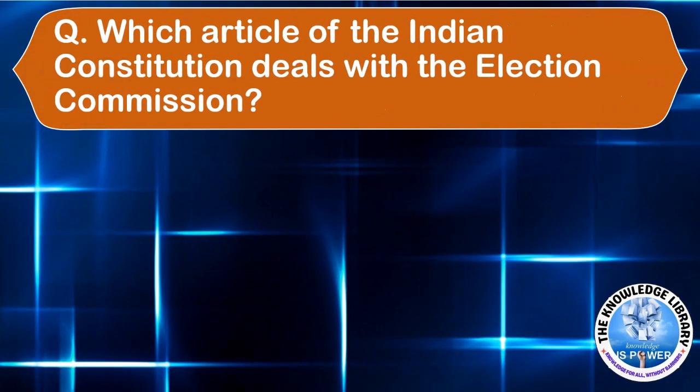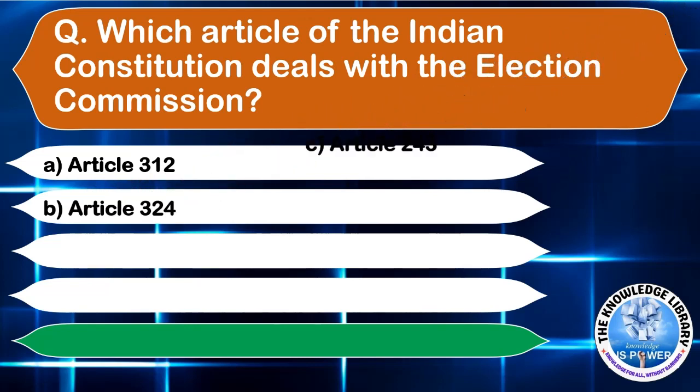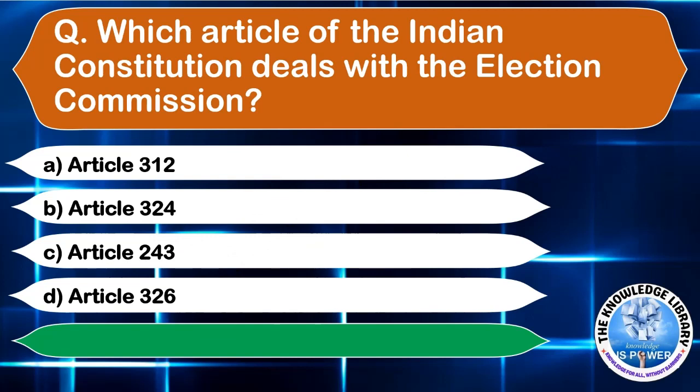Which article of the Indian Constitution deals with the Election Commission? Option A, Article 312. Option B, Article 324. Option C, Article 243. Or option D, Article 326. The correct answer is option B, Article 324. Moving to the next question.